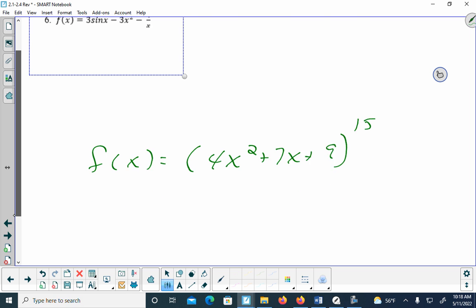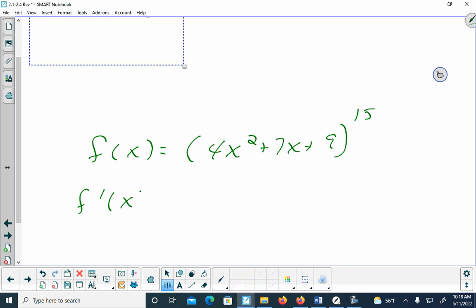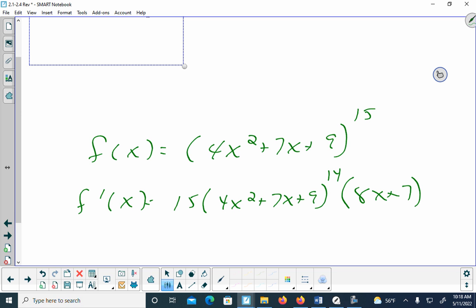This one, chain rule, very simple. I take 15 times this, which would take so long to do otherwise. Reduce the power by 1, so that's 14. Then take the derivative of what's inside, so that'll be 8x plus 7. I can leave it like that, or I can bring the 8x plus 7 next to the 15. Doesn't matter. I'm done.